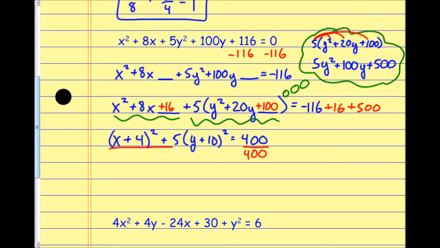And now essentially I have two fractions to reduce. Right here it's like there's a 1 out front, so I do 1 divided by 400, which is just a 1 over 400. So I leave this as an x plus 4 squared over 400. Plus, right here I'm essentially reducing this fraction. 5 over 400 is going to reduce to a 1 over 80, so it becomes y plus 10 squared over 80. Again, I'm just dividing each piece. It's my distributive property. Equals 1.